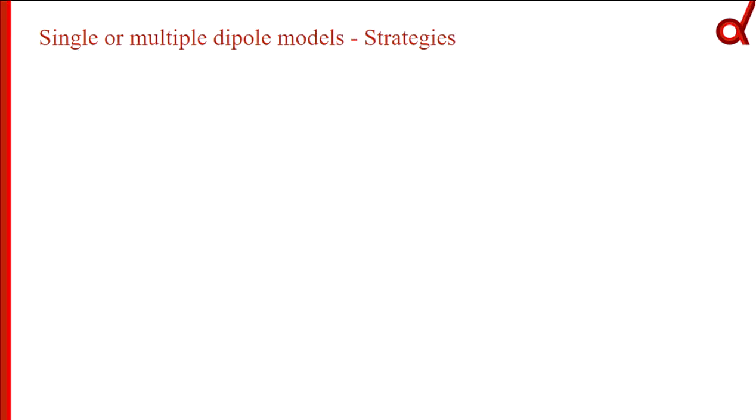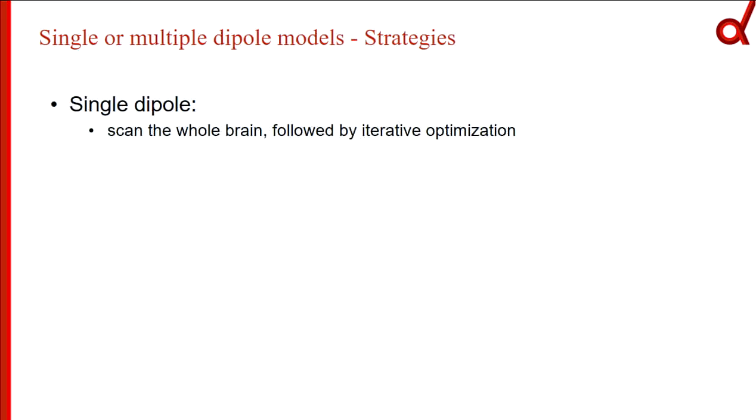Okay, to sum it up a little bit about the strategies, if you assume we have just one dipole, the first thing we do is scan the brain, look for the best explaining point, and then just do some gradient descent to optimize it still.